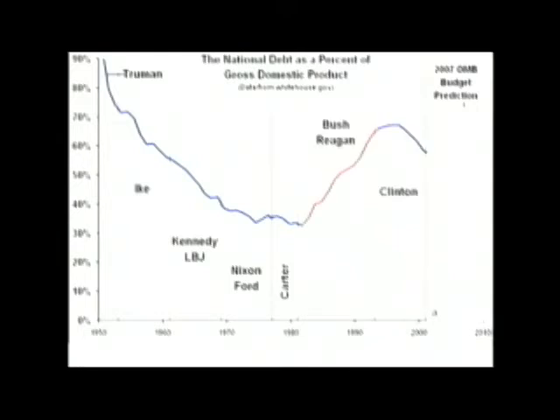Then you get the fiscal conservatives coming in, the era of small government. Here's the bottom line. A tax cut is not a tax cut unless you and I pay less and our children owe less. Because if you and I pay less and our children owe more, it's simply a deferred loan with a high interest rate.